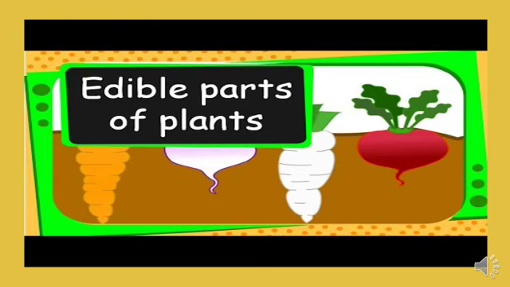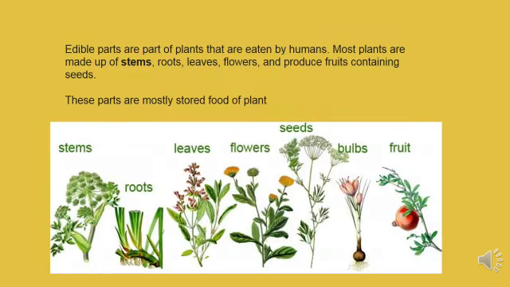Now let us discuss the various edible parts of plants along with their examples. Parts of a plant. The parts of a plant we eat are mostly their stored food. The parts that are eaten by us are known as edible parts. Mostly they may be the stem, root, leaves, flowers, seeds, fruits, etc. of different plants. These are the stored food of a plant.